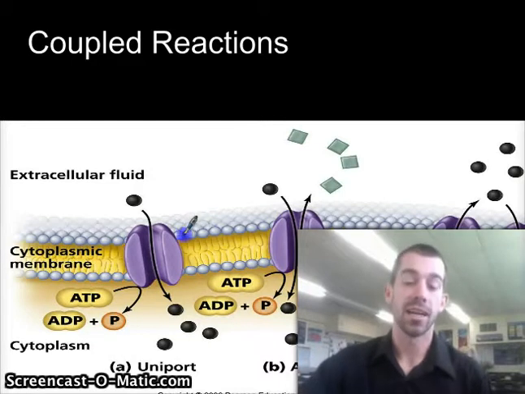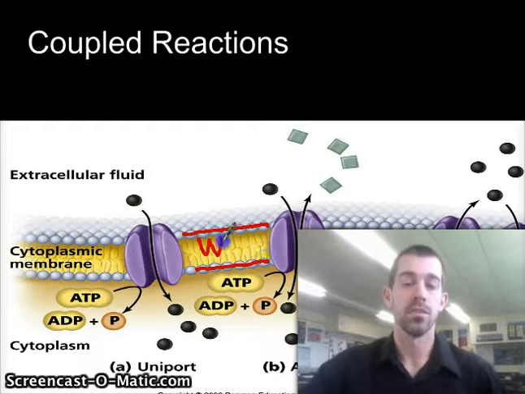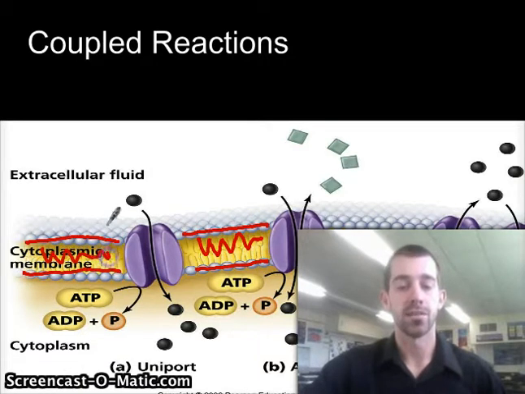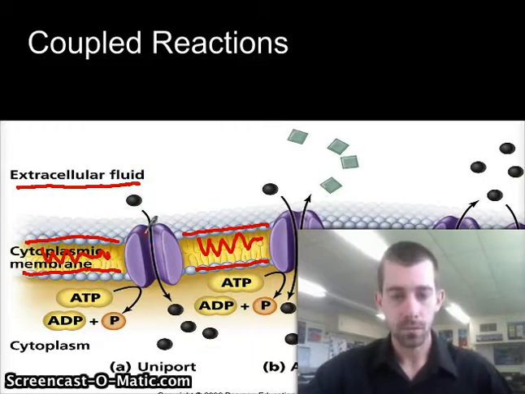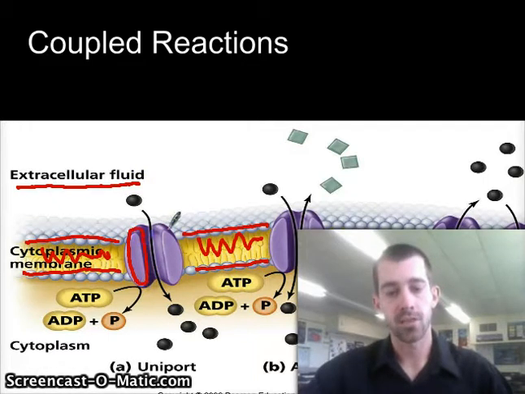So right here, we've got a cell membrane. This is the cell membrane right there. It separates the outside of the cell from the inside of the cell. So this is the outside of the cell, also known as the extracellular fluid. And down here you've got the inside of the cell. These purple objects are proteins inside the cell.